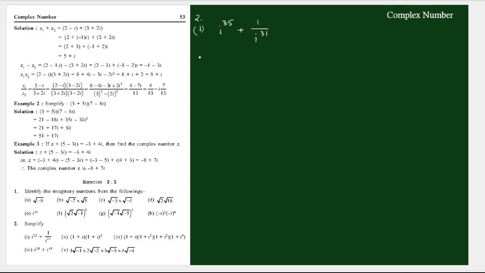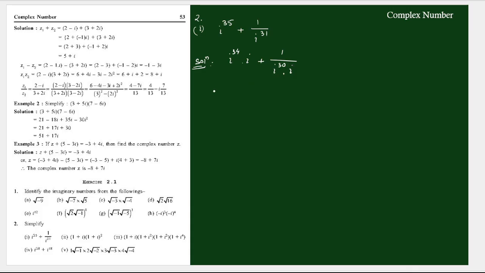Now, do you remember odd and even? If it is odd, then it will be negative or positive. So i^35, you can write it as i^34 times i, making it an even power. Then we have i. Same, i^31 we can write as i^30 into i.